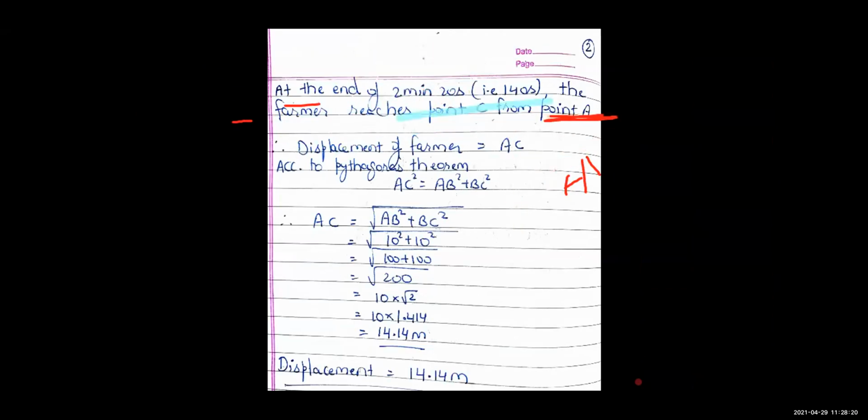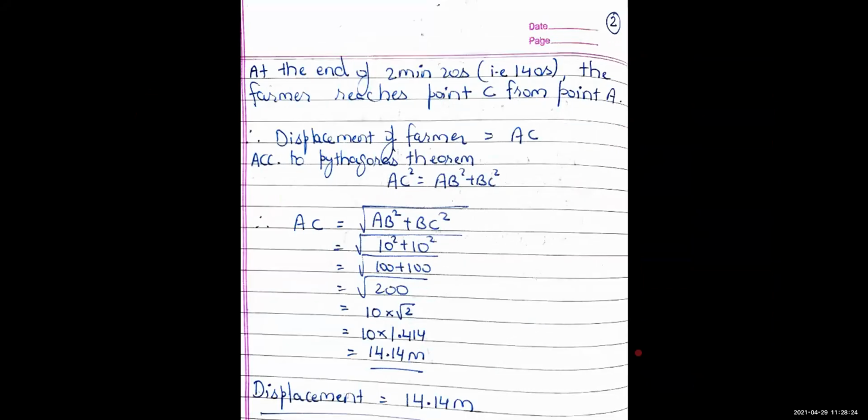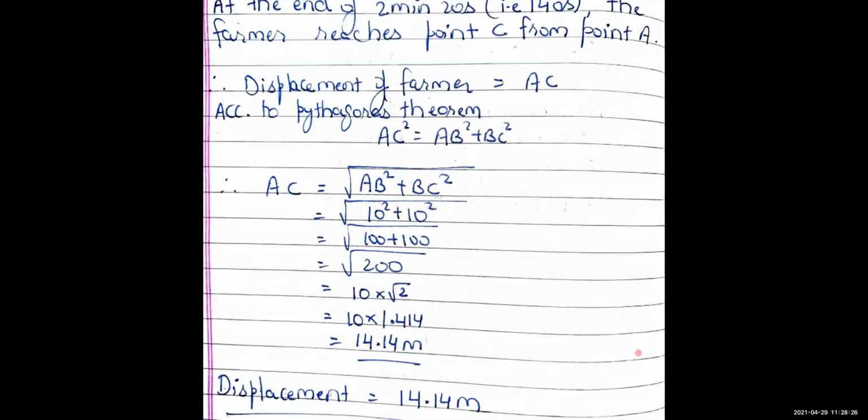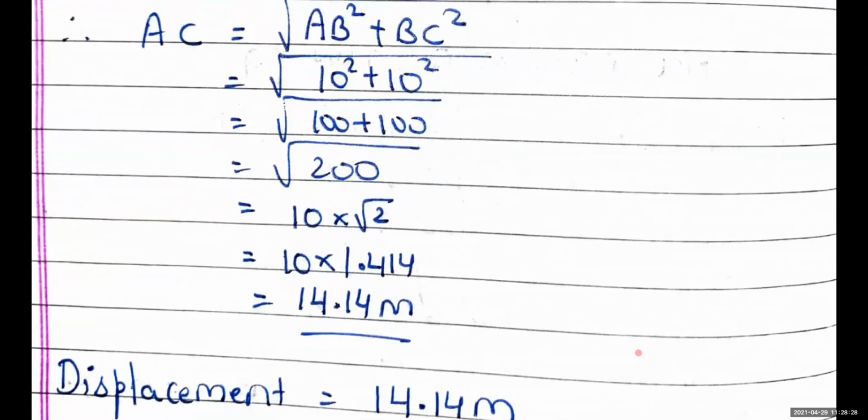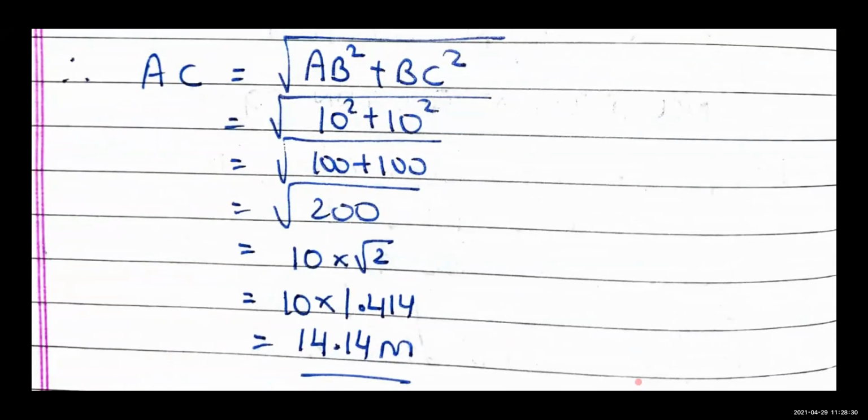So children, applying the Pythagoras, we will get this. That is AC square equals AB square plus BC square. So AC will be equal to under root of AB square plus BC square, 10 square plus 10 square, because AB value is 10, BC value is 10. 10 square is 100, 100 plus 100 is 200.